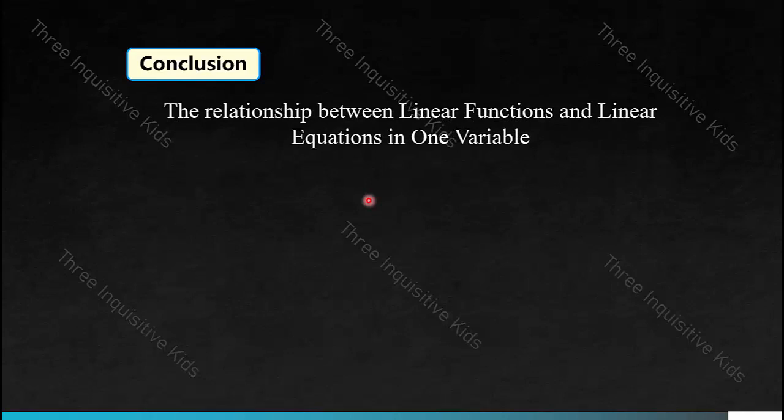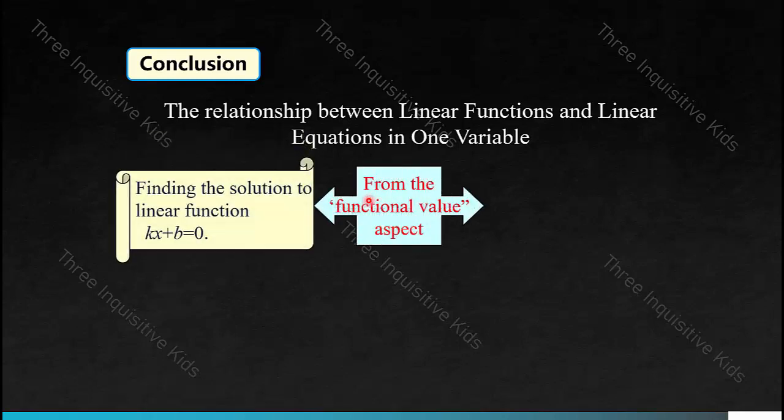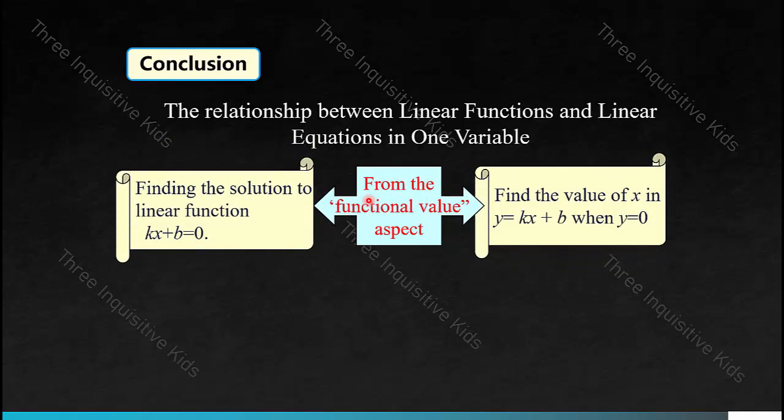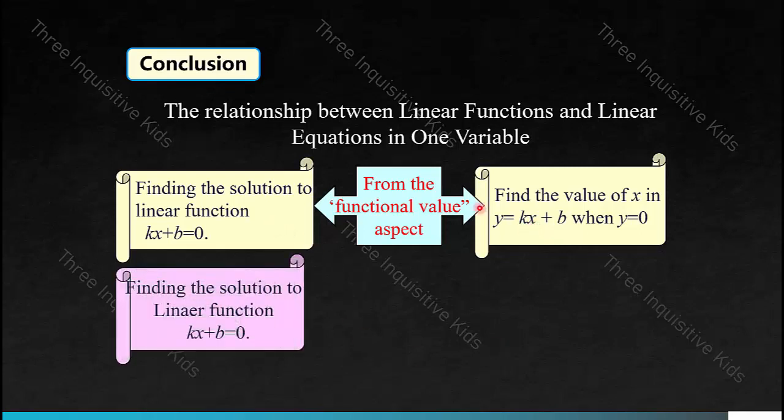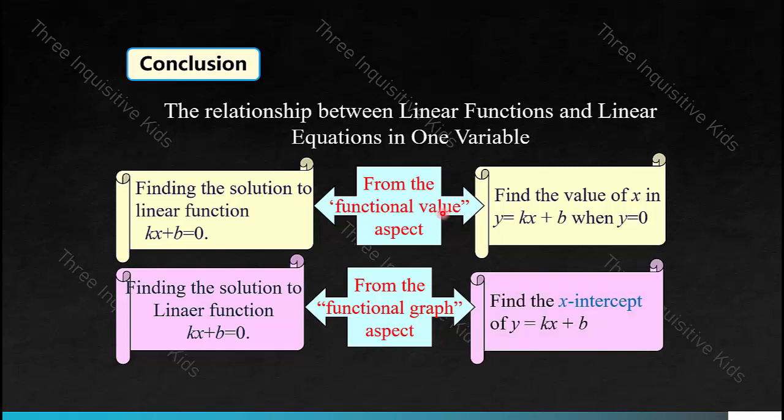The relationship between linear functions and linear equations in one variable. Finding the solution to the linear equation kx plus b is equal to 0, from the functional value aspect, we can look at it as finding the value of x in y is equal to kx plus b when y is equal to 0. These two things have similar meanings. Finding the solution to kx plus b is equal to 0 from the functional graph aspect, or the geometric aspect, we can think of it as finding the x-intercept of y is equal to kx plus b, or otherwise looking at its graph.